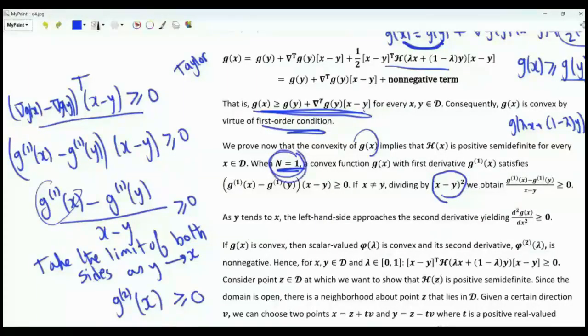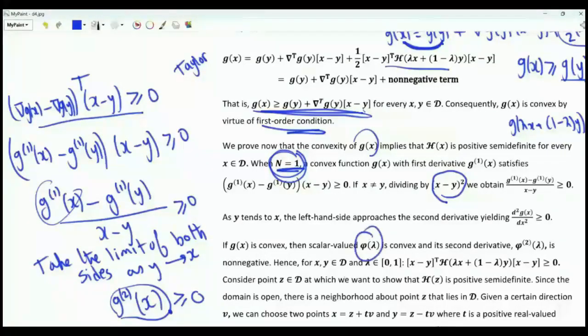This argument is good if g is a function of one variable. Starting from the convexity of g, we have proved that the second derivative is greater than or equal to 0. How can we extend this to the general case and show that the Hessian matrix, the matrix of the second order partial derivatives, is positive semi-definite?